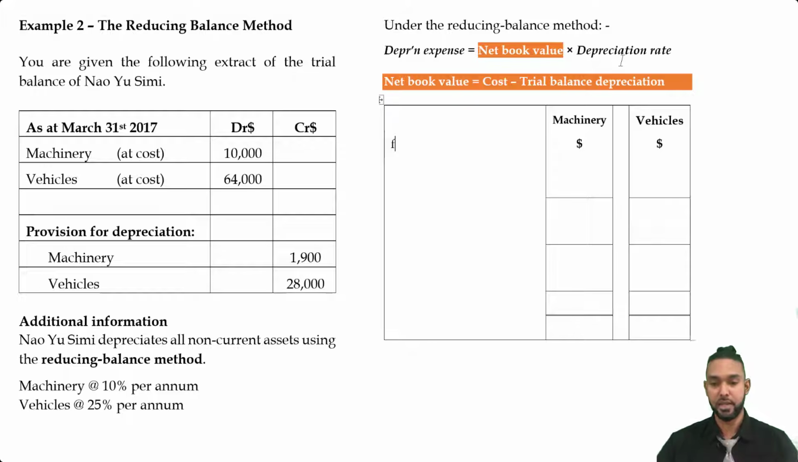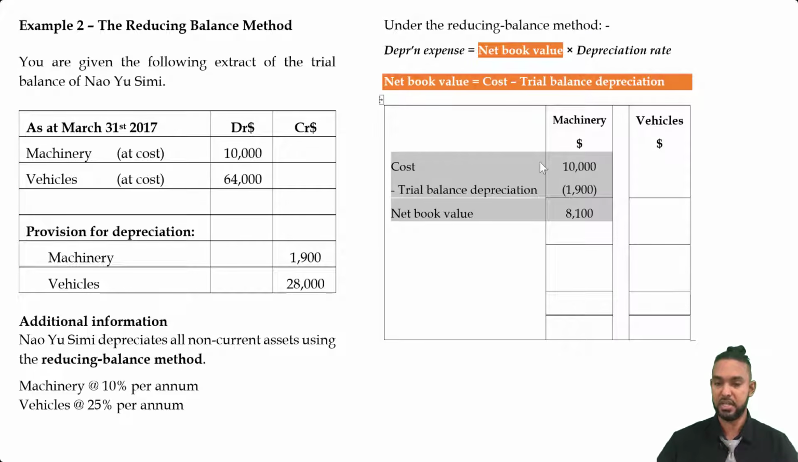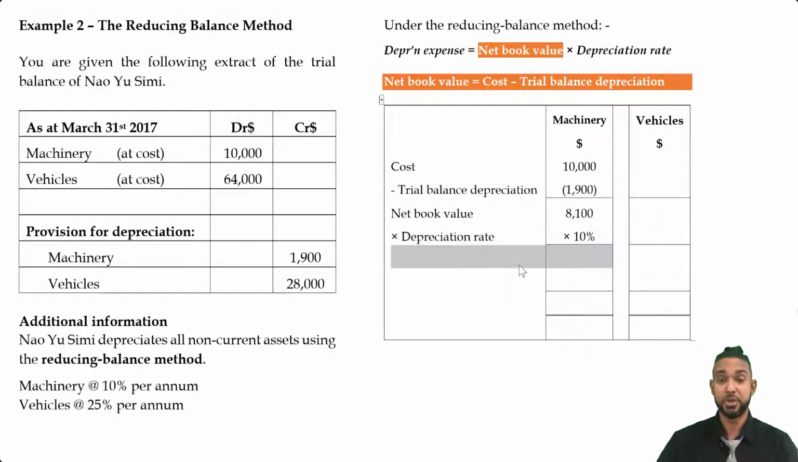So let's start with net book value, shall we? How do we find net book value? That's this line here in orange. Net book value is the cost of the asset minus the existing provision. So that's 10,000 minus the 1,900. So let's populate that and subtract. So 10,000 minus the 1,900 is 8,100. We then multiply that by the depreciation rate, which we could see is 10%. So 8,100 by 10% is $810.